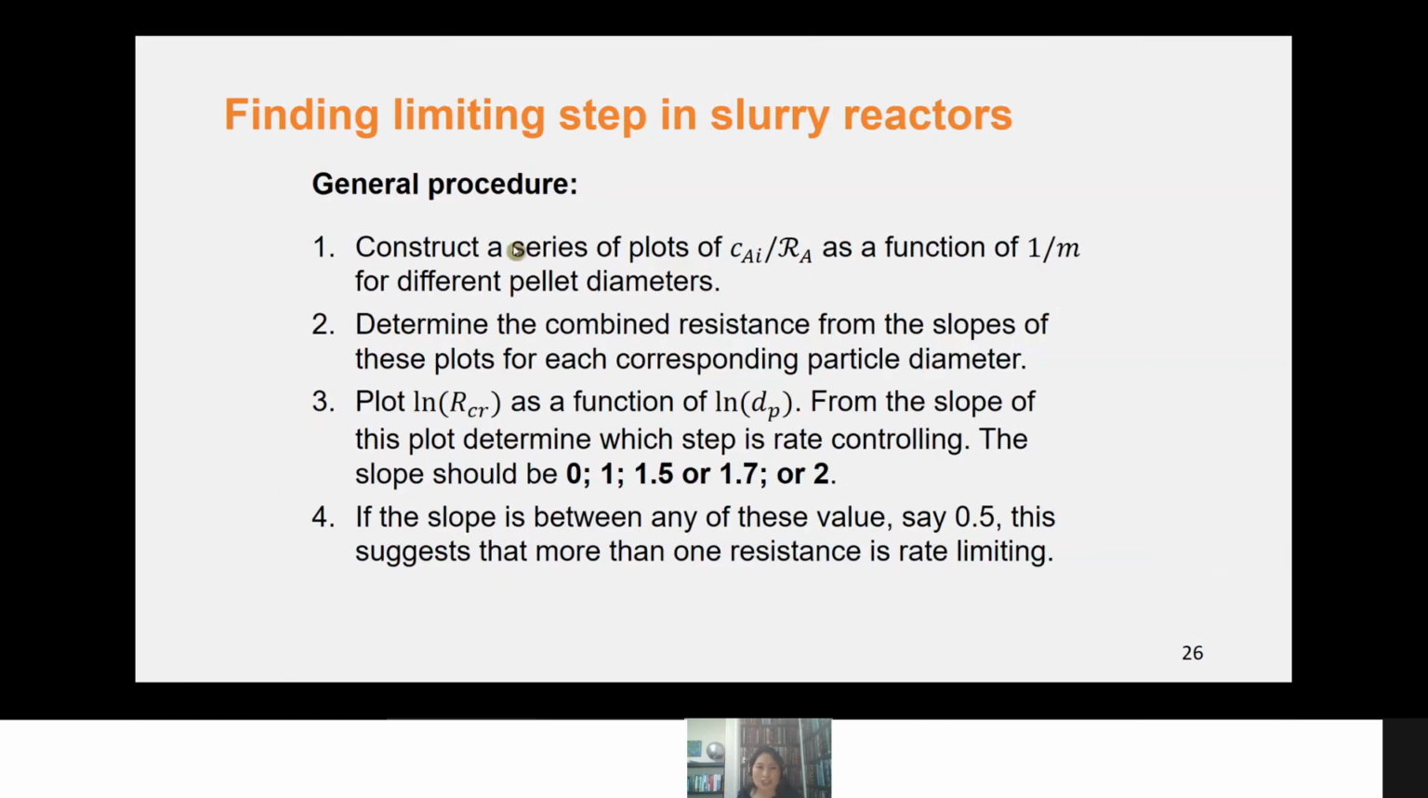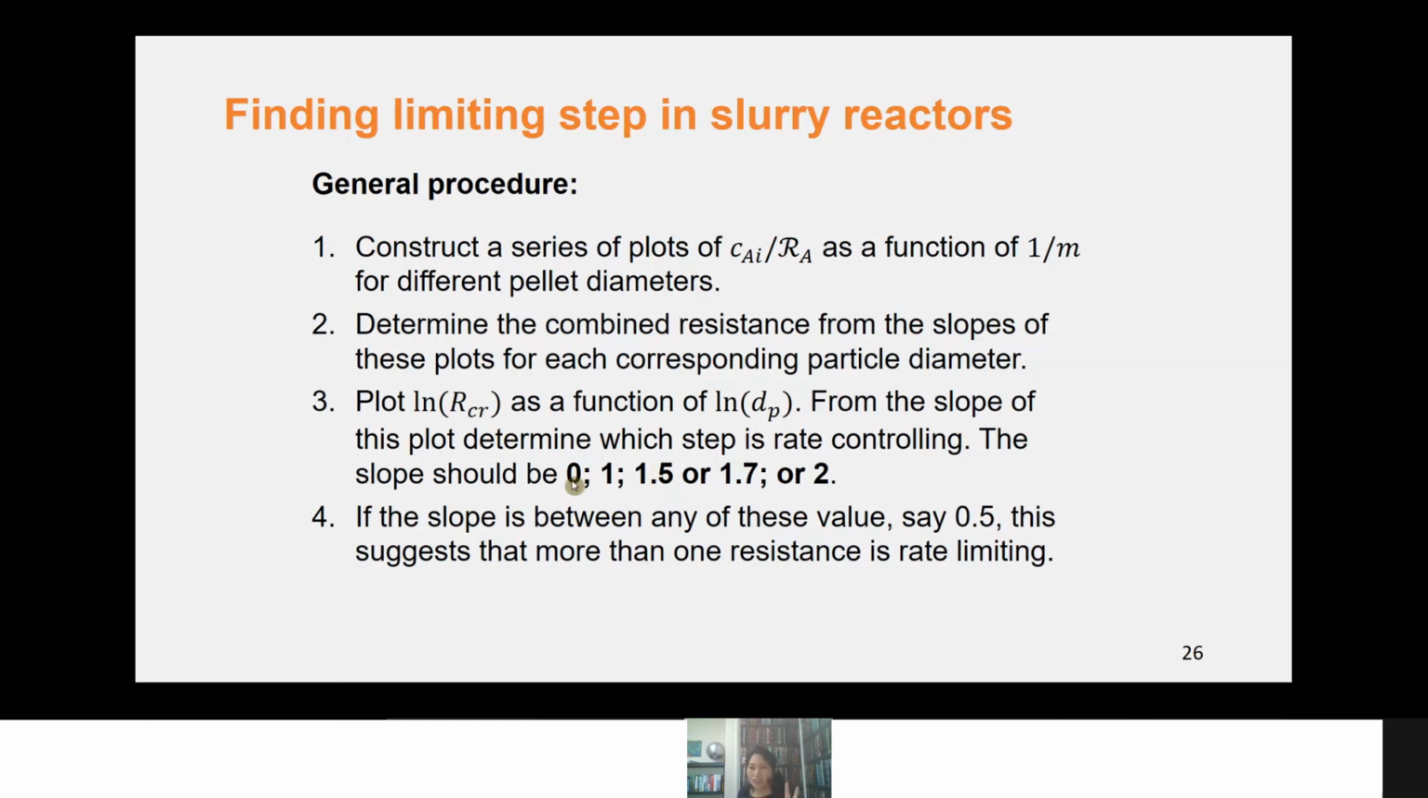Here is the general procedure for analyzing a slurry reactor. First, we do a series of experiments with different catalyst loadings M and plot CAI divided by RA as a function of 1 over M. And then we get the slope and the y-intercept. The y-intercept will tell us the resistance due to gas absorption, and the slope will give us the combined resistance due to external diffusion, internal diffusion, and surface reaction. Then we do this at different catalyst particle sizes, and then we create another plot: log of RCR versus log of DP, and then determine the slope. So look at the slope of this plot.